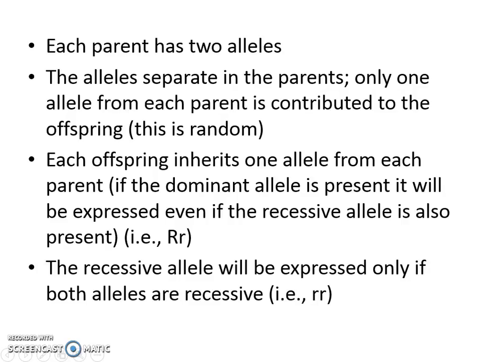So each parent, like I said, has two alleles, and the alleles separate because only one allele from each parent can be passed on to the offspring, and this is completely random. Just because an allele is dominant does not mean that it has a greater chance of being passed on. Each offspring inherits one allele from each parent. If the dominant allele is present, it will be expressed, even if the recessive allele is also present. So again, for example, in that heterozygous individual. The recessive allele will be expressed only if both alleles are recessive.